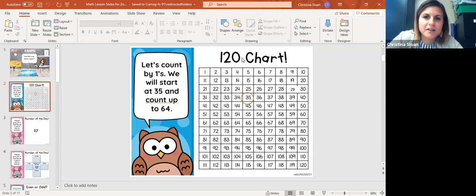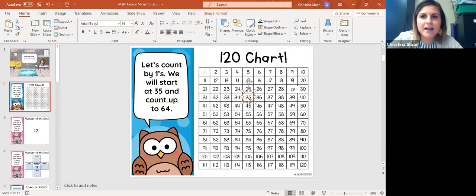So we're going to start with counting. So here we have our 100s chart. Well, actually, this is a 120s chart because it goes all the way from 1 up to 120. So our directions say, let's count by ones. We will start at 35 and count up to 64. So we're starting on the number 35, and we're going to count up, which means we're going this direction to the right, up to the number 64. So we'll stop right here.